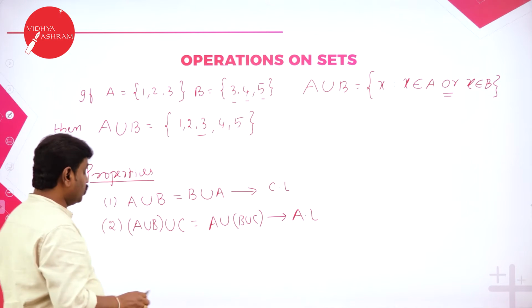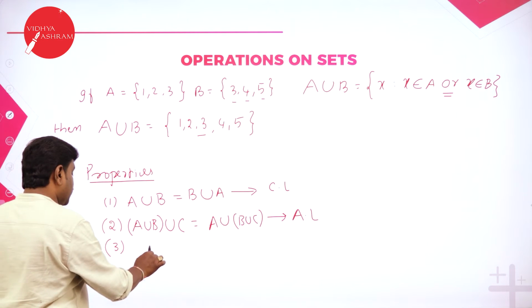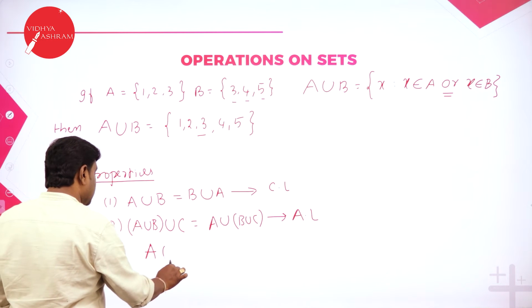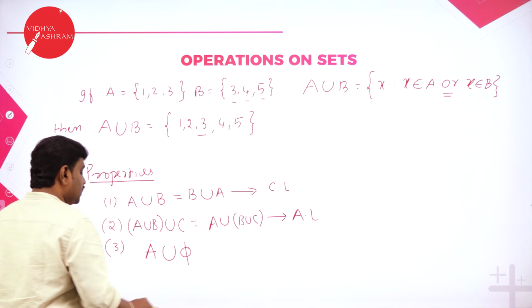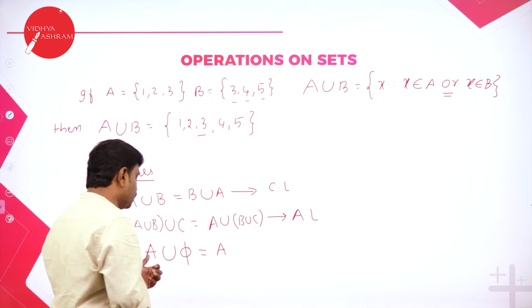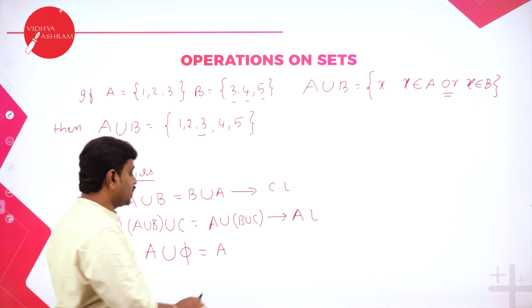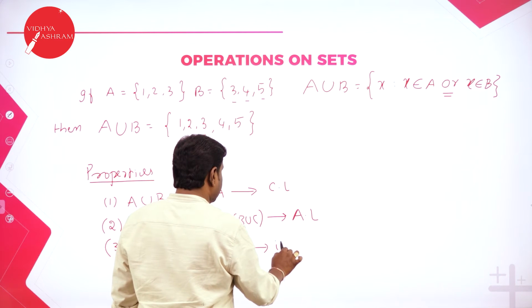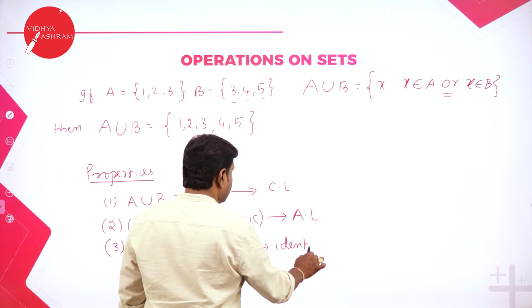Then I taught you identity. For any set, the null set is the identity. A union null set gives you A. A union null set gives you what? A. I call this identity.